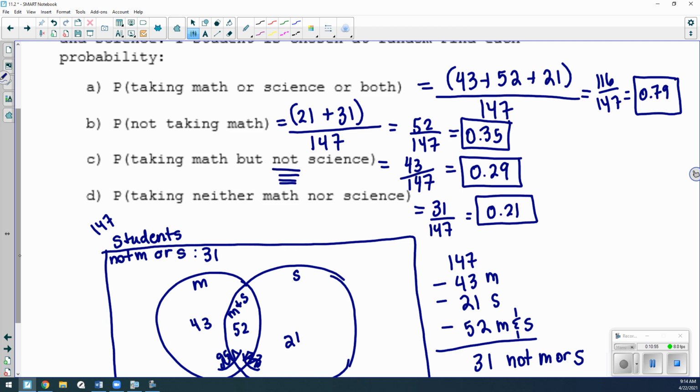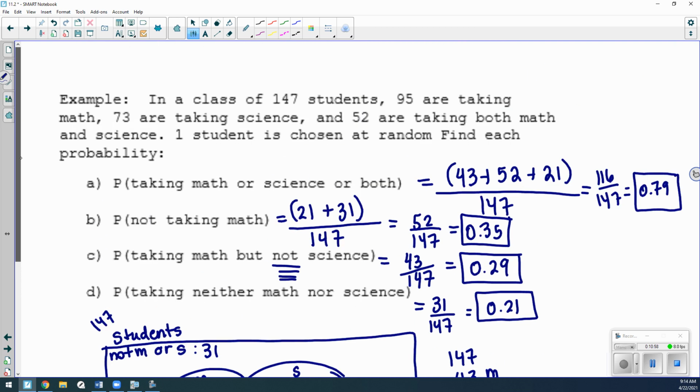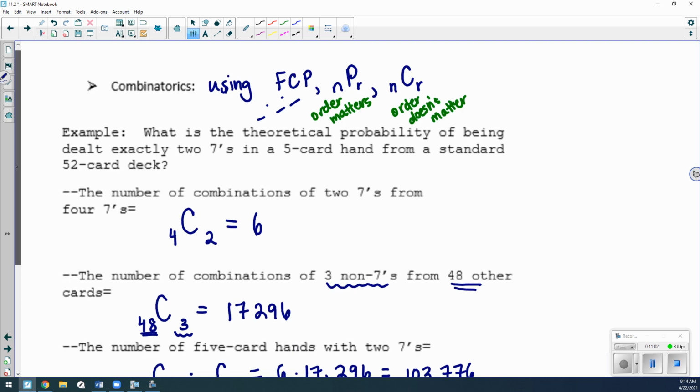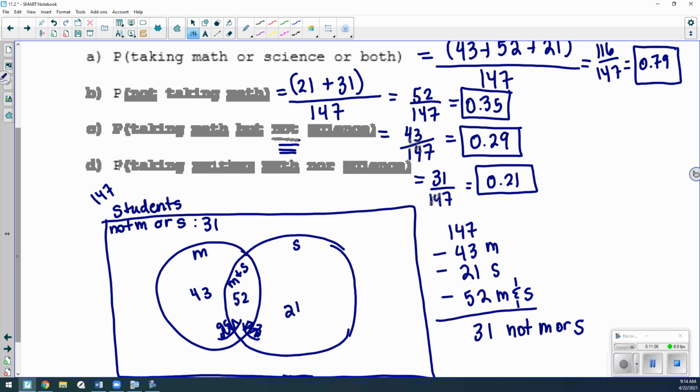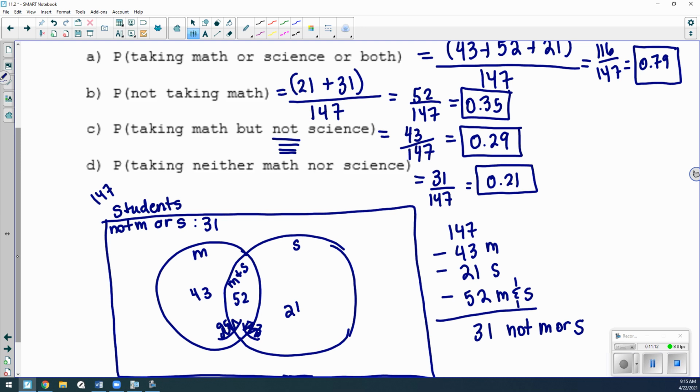We used combinatorics to kind of figure out what was going on with our deck of cards and dealing out hands. And then we used a Venn diagram to organize our information so that it was easy for us to find those probabilities. Tomorrow, we'll take a look at some more practice here and then talk about when multiple things are happening and how we can calculate those probabilities. All right, good work, team.